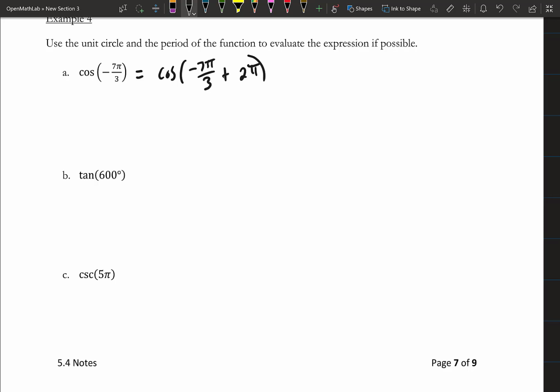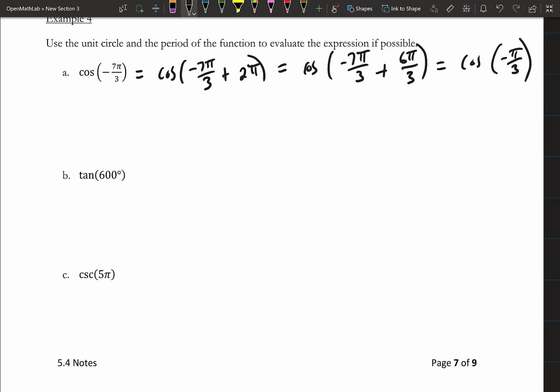And I'm trying to get this to be on the unit circle, so within one rotation. So this would become cosine of negative 7 pi over 3 plus, and I could rewrite 2 pi with a denominator of 3. So multiply top and bottom by 3, we get 6 pi over 3. So then negative 7 pi over 3 plus 6 pi over 3 gives me cosine of negative pi over 3.